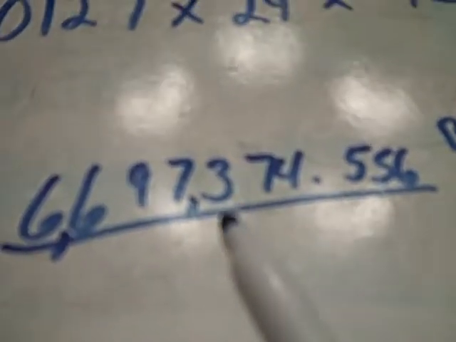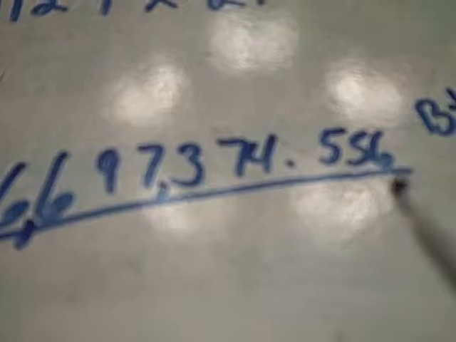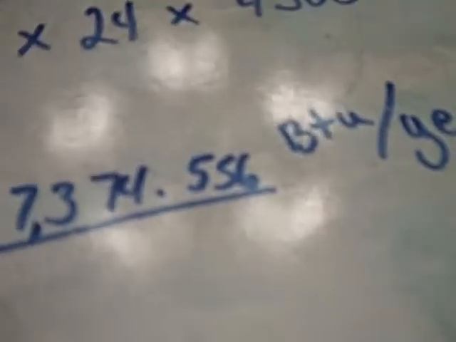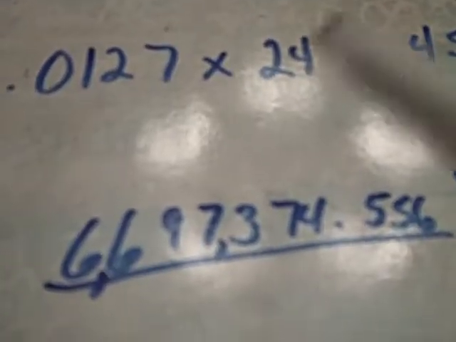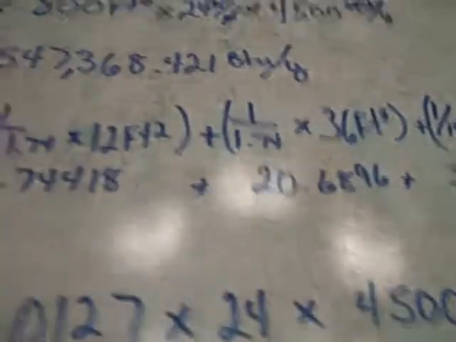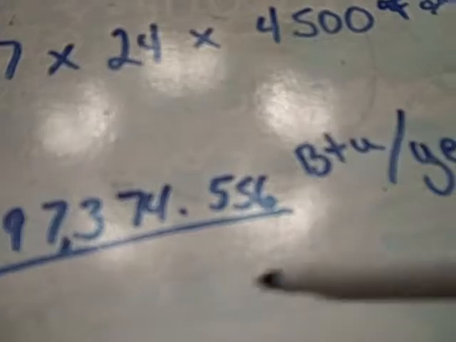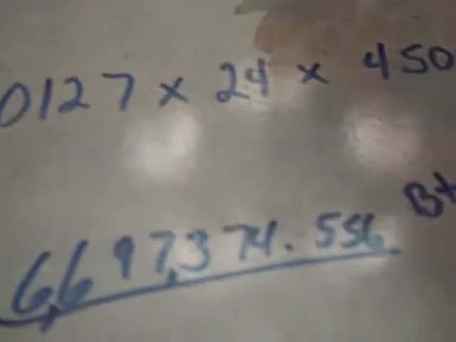6,697,374.556 BTUs per year. And if you get something fairly close to that, but it's off by a little bit, it's probably because you rounded somewhere up here. And so I'll allow it to be off by a couple hundred BTUs. Remember, a BTU is a matchstick, so it's not much energy difference.